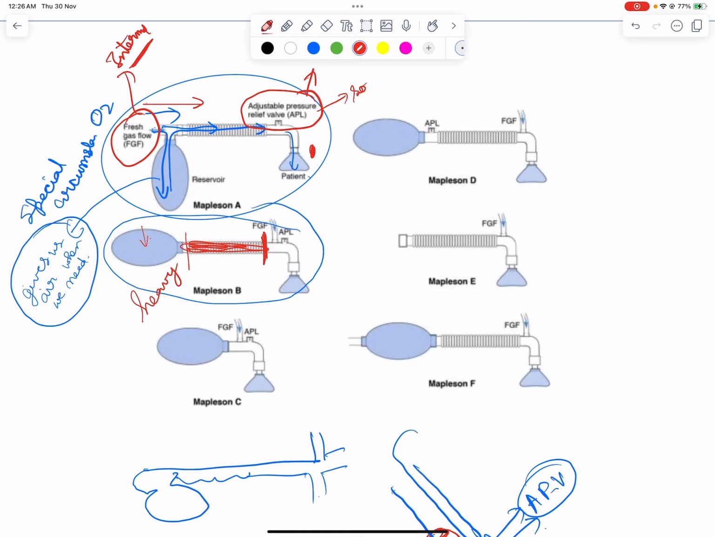So therefore corrugation was removed in circuit C. But now we come on to the Mapleson D. Now in Mapleson D, it was seen that fine, why not put the adjustable pressure relief valve distally and the reservoir bag distally, because they are seldom being used. See, with the advancement in technology, now fresh gas flow can be better regulated.